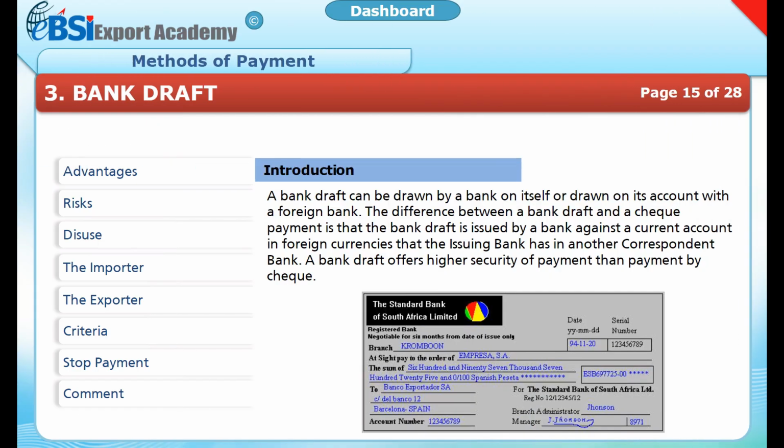Bank drafts. A bank draft can be drawn by a bank on itself or drawn on its account with a foreign bank.